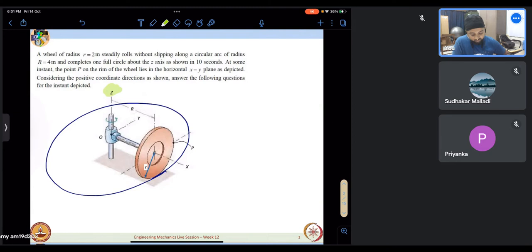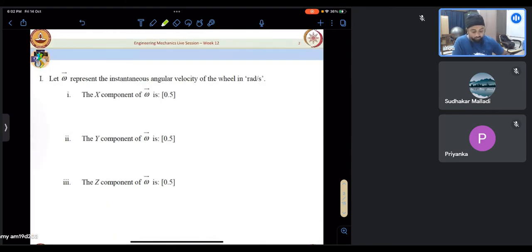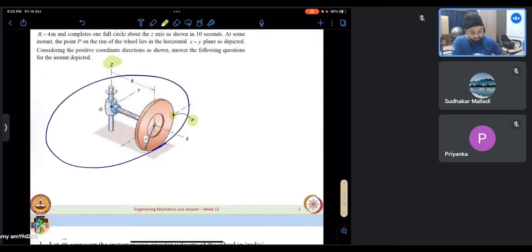At some instant, point P, this is point P we have been given. This point P on the rim of the wheel lies in the xy plane as depicted. Considering the positive coordinate directions as shown, answer the following questions. The first question is, let omega be the instantaneous angular velocity of the wheel in radians per second. So what is the x, y, and z component is what we have been asked first.